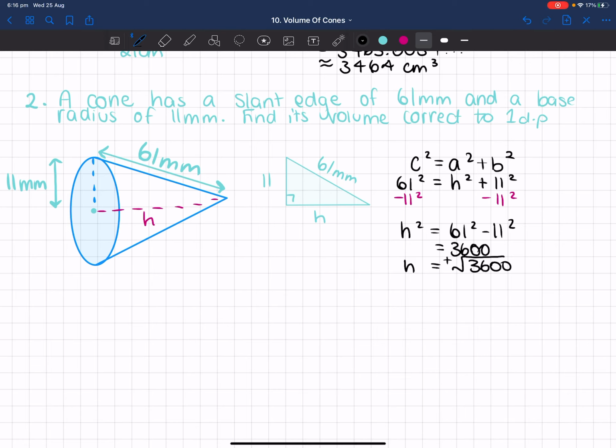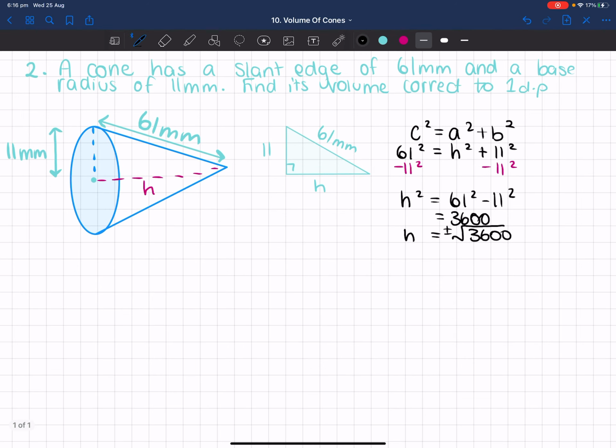Again, like yesterday's, it's kind of like the plus or the minus, but because it's a distance, we only want the plus version, and that will give us 60. So now that means our height is 60 millimeters, and we can use that for our volume.